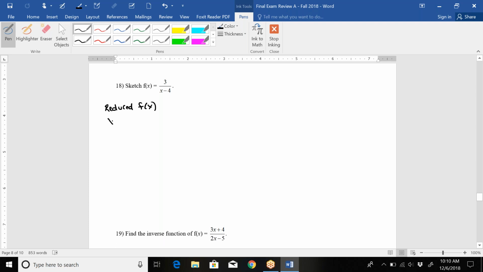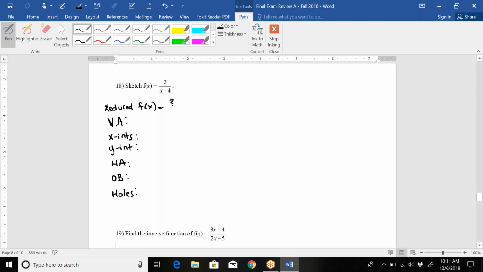We want to know if it has any vertical asymptotes. We want to know if it has any x-intercepts, y-intercept. We want to know if it has a horizontal asymptote or an oblique asymptote. And we'll also want to know if it has any holes. Now, these may not always be listed in this specific order, but these are the things that we care about.